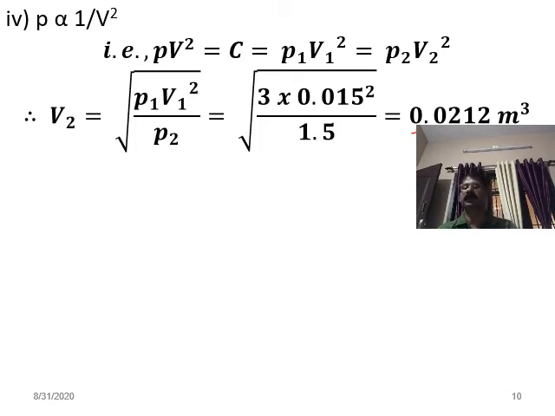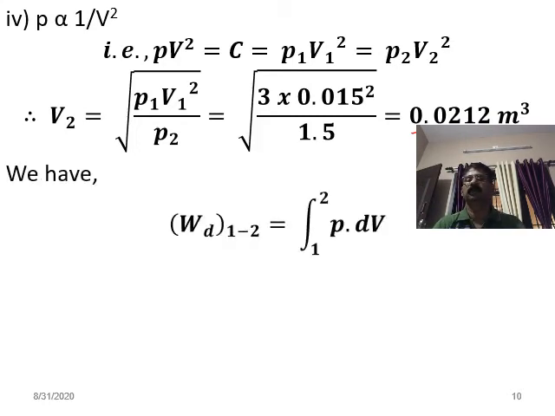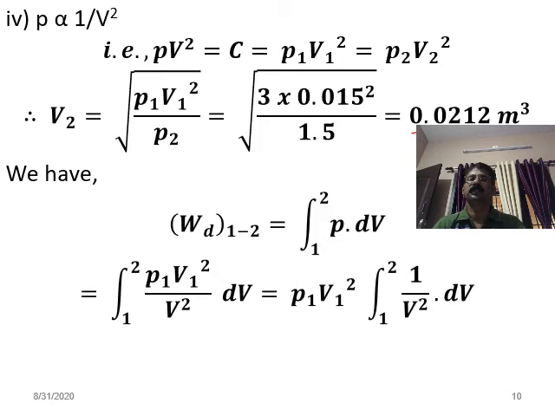So it is always better if you calculate the other unknown in the beginning itself. Now use the general formula for work done as usual. Substitute for P as P1 V1 square by V square. Integration is with respect to dV. P1 V1 square is constant. So integration of 1 by V square with respect to dV. To be on the safer side while integrating, you better take V square to the numerator. Then it becomes V to the power minus 2.